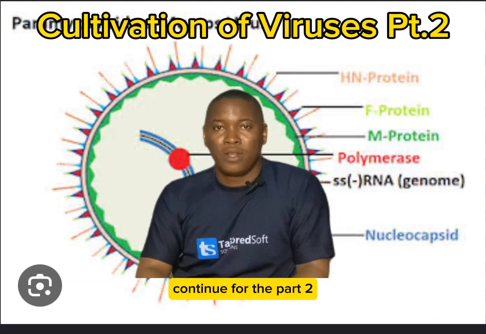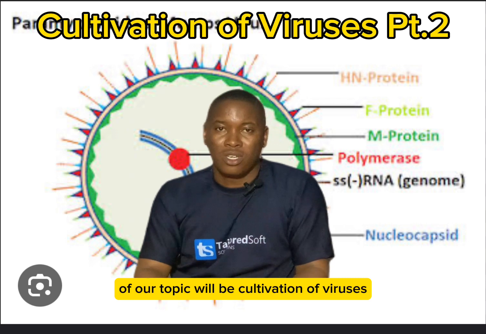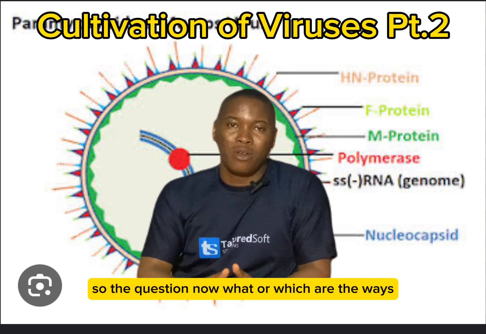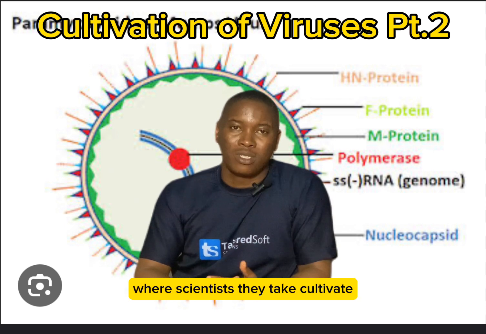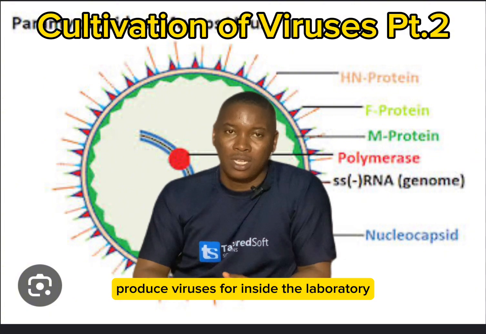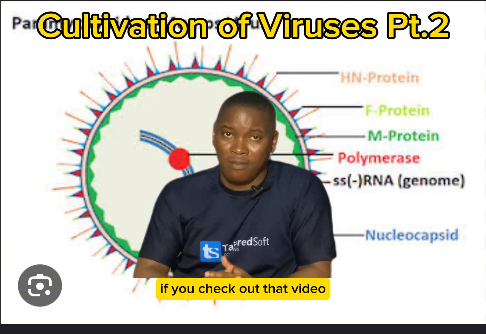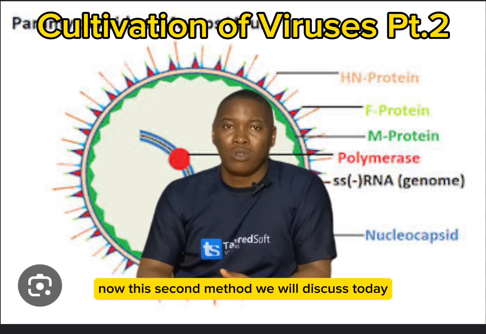Today, we will continue with part 2 of our topic, which will be cultivation of viruses. So the question now: what are the ways scientists cultivate, reproduce, or produce viruses inside the laboratory? Now, we talked about animal inoculation before in our video, if you check out that video. Now, this second method we will discuss today.